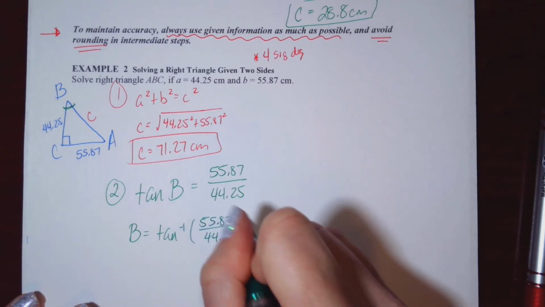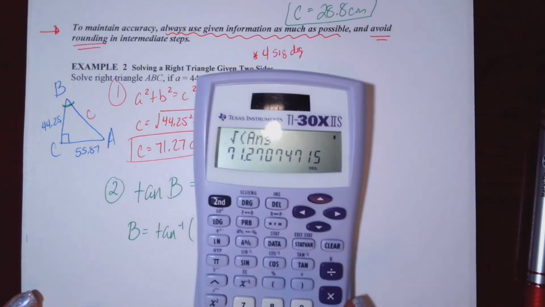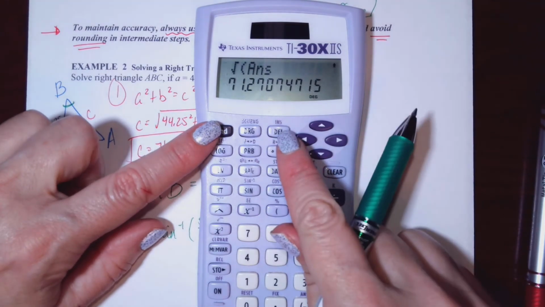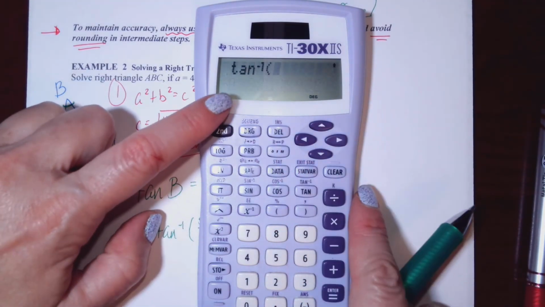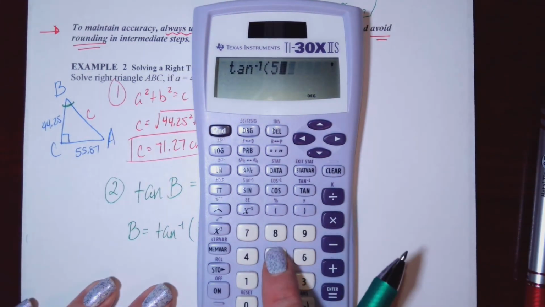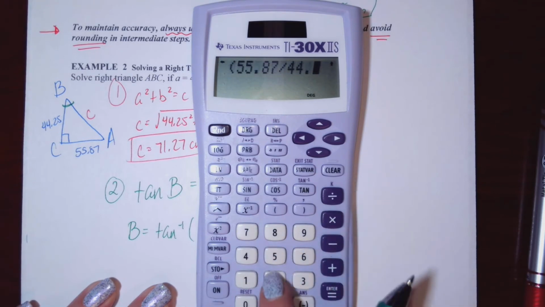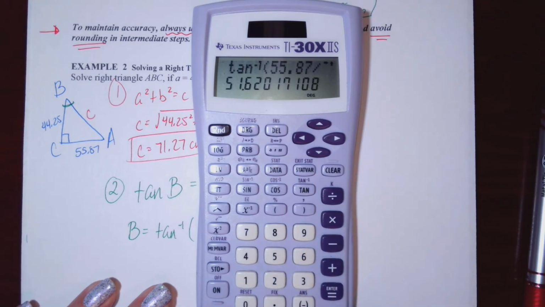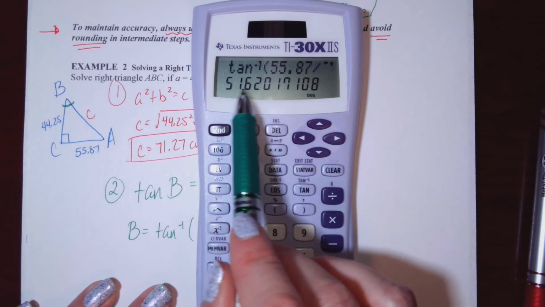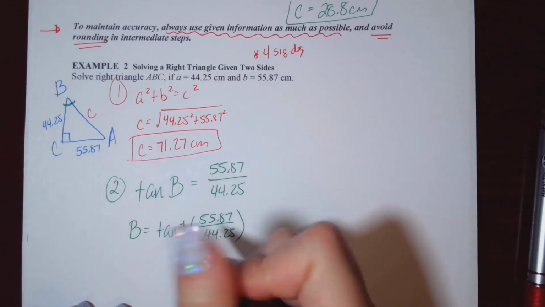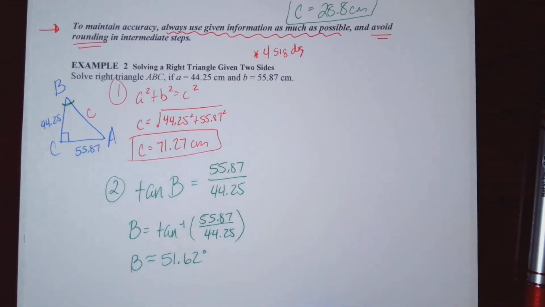So I'm going to be using my calculator again. When I do tangent inverse, I'm in degree mode, so we're in good shape. There's my degree mode on my screen. Tangent inverse, second function tangent, plugging in opposite over adjacent. And this is the value I get for my angle, 51.62 degrees for angle B. B is about 51.62 degrees.